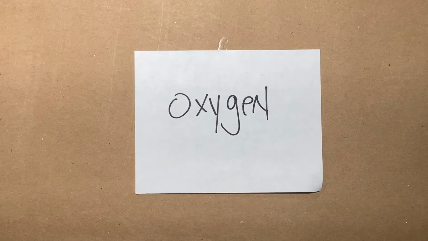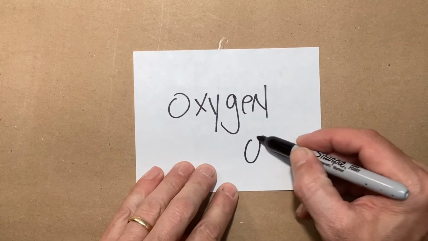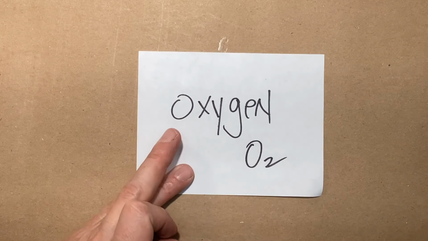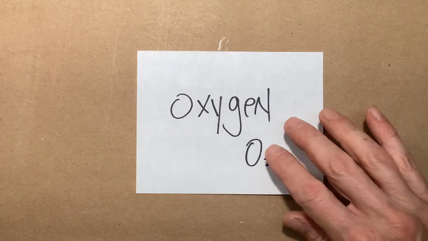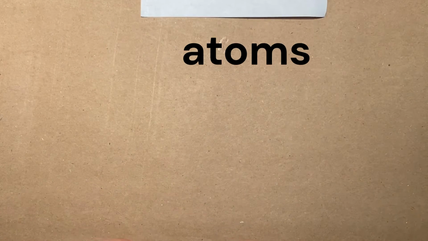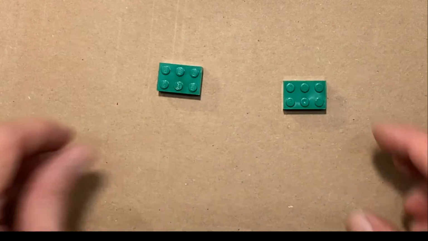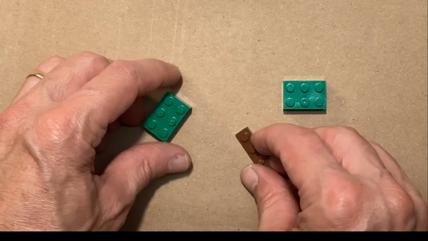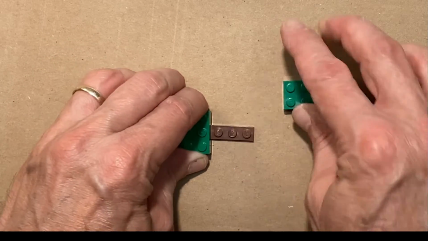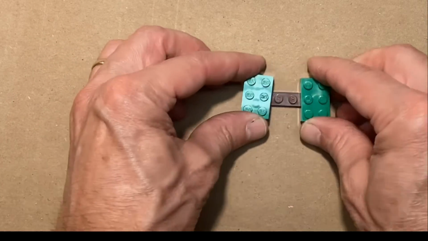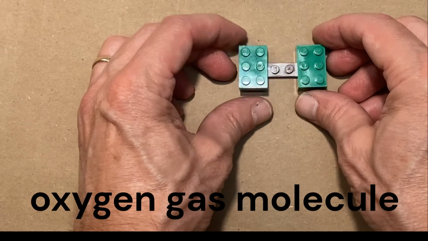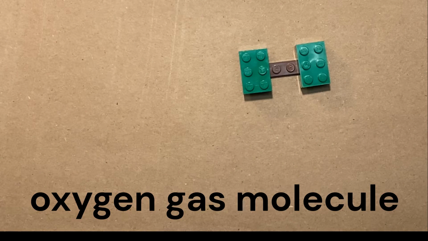Our next model is going to be oxygen. Oxygen is an element, and it's the gas that you and I breathe. The formula for oxygen gas is O2. It is pretty straightforward in that it is just two oxygens that are bonded together, like this. Oxygen molecule.